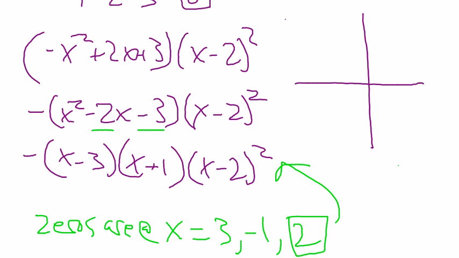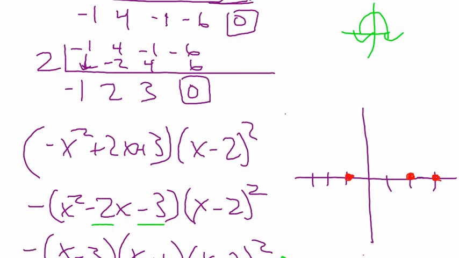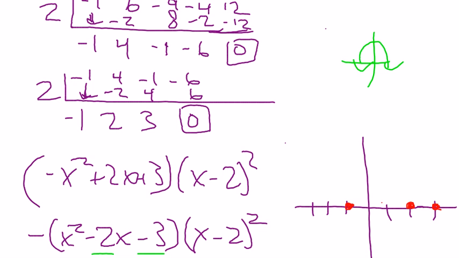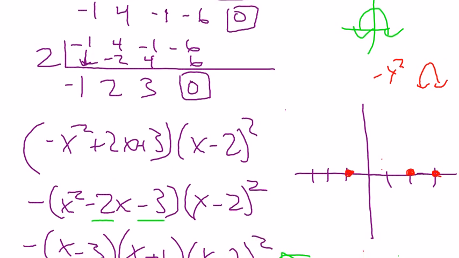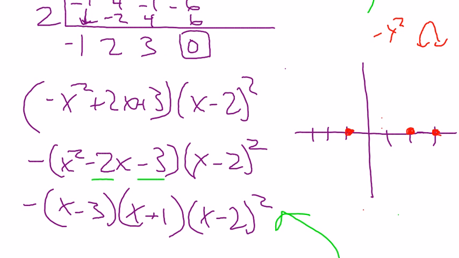Okay, so let's go ahead and get some axes labeled. And my zeros are at x equals 3, negative 1, and 2. So, scroll back up. We said it's going to look like a negative x squared graph, like that. So I know that my end behavior is down and down.